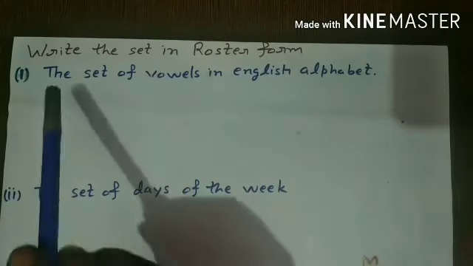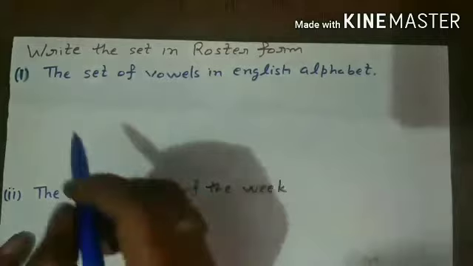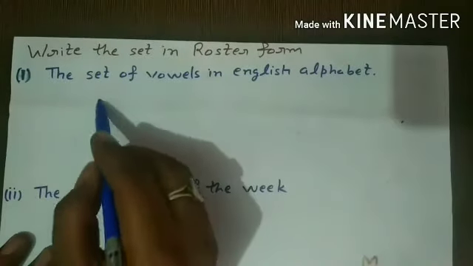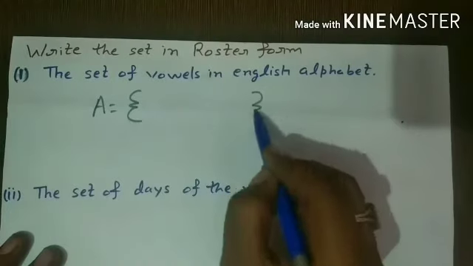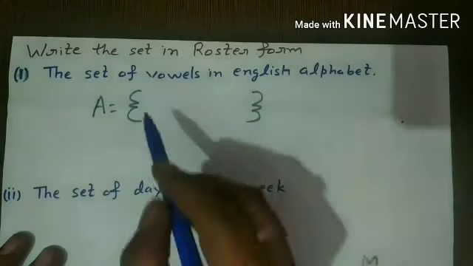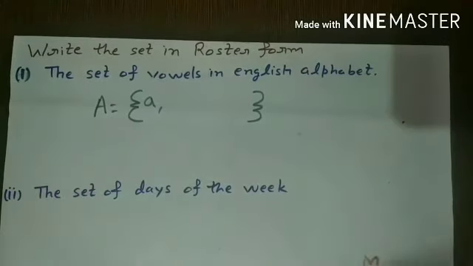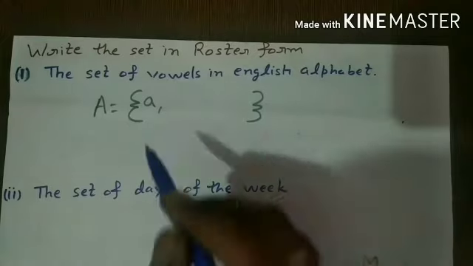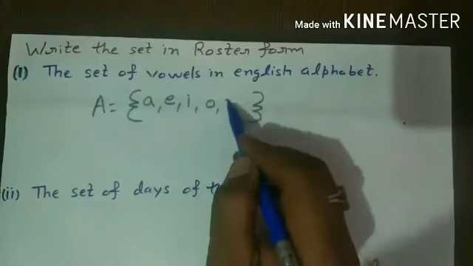Now the question is, we have to write the set in the roster form. You see the first part is the set of vowels in the English alphabet. The vowels in the English alphabet are A, E, I, O, U. So we will write it in roster form. I will name the set A, write the curly brackets, and mention the members, those vowels in the English alphabet, separated by commas: A, E, I, O, U.